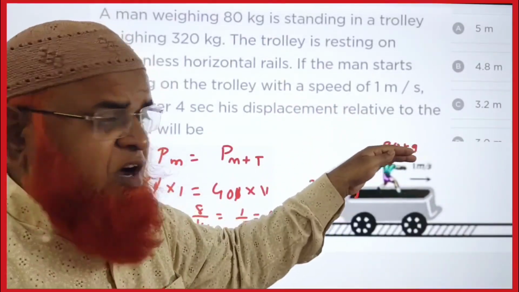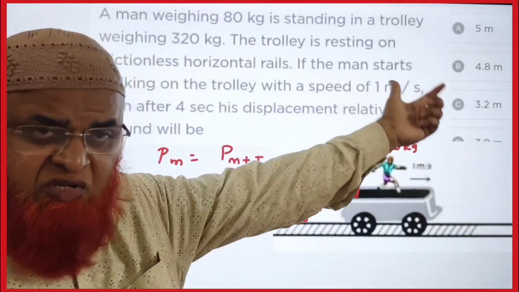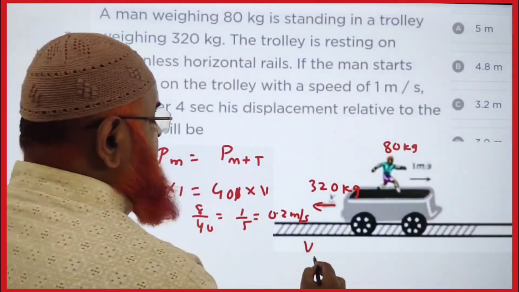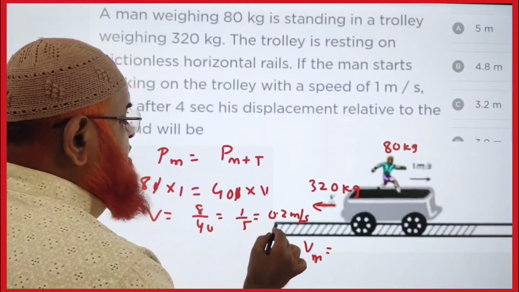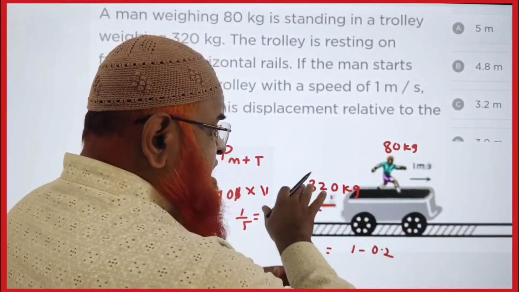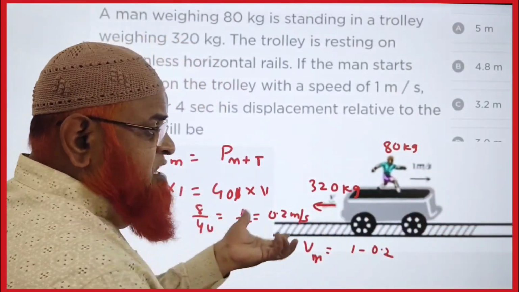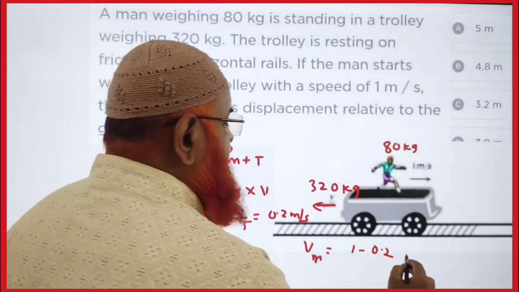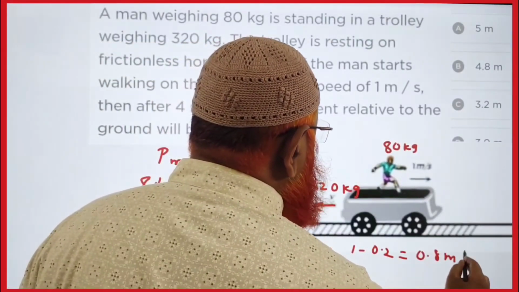Because when the man is moving forward, the trolley is moving backward. But what is the pure velocity of the man? It is going to be 1 minus 0.2. He is moving forward, the trolley is moving backward, so the difference will give the pure velocity of the man, which is nothing but 0.8 meters per second.